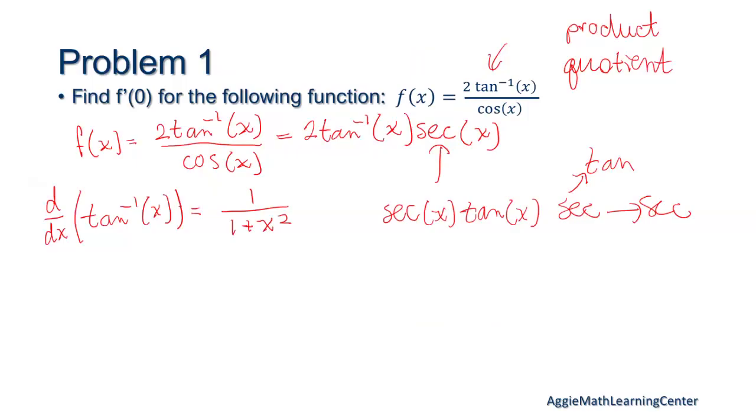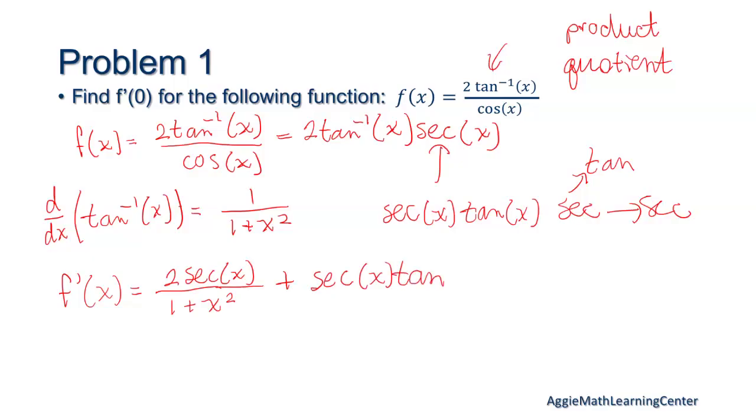Okay, great. So then we'll just pop these guys back together. We have our f prime of x. So we do derivative of the first, so that 2 will be there. That'll be secant x over 1 plus x squared. And it's plus the first times the derivative of the second. But you can flip those, right? Because it's addition. Okay, cool. So we'd have that secant x tangent x, and it'll be times our 2 arctan of x. All right, and then we gotta pop 0 in there.